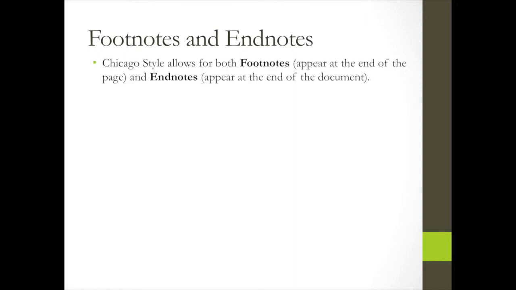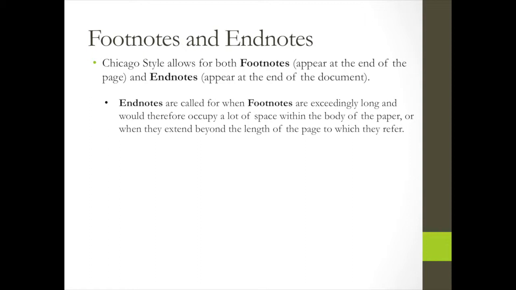I'm going to turn now to the footnote and endnote citation rules for Chicago style. Chicago style allows for both footnotes, which appear at the end of the page, and endnotes, which appear at the end of the document. Endnotes are called for when footnotes are exceedingly long and would therefore occupy a lot of space within the body of the paper, or when they extend beyond the length of the page to which they refer.